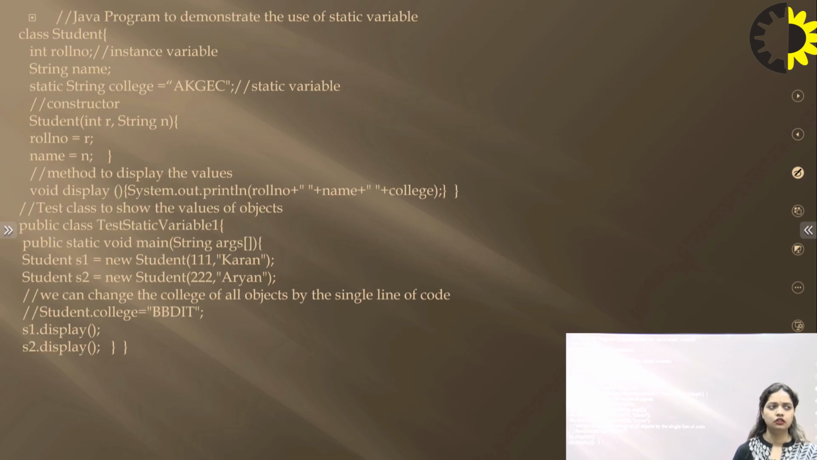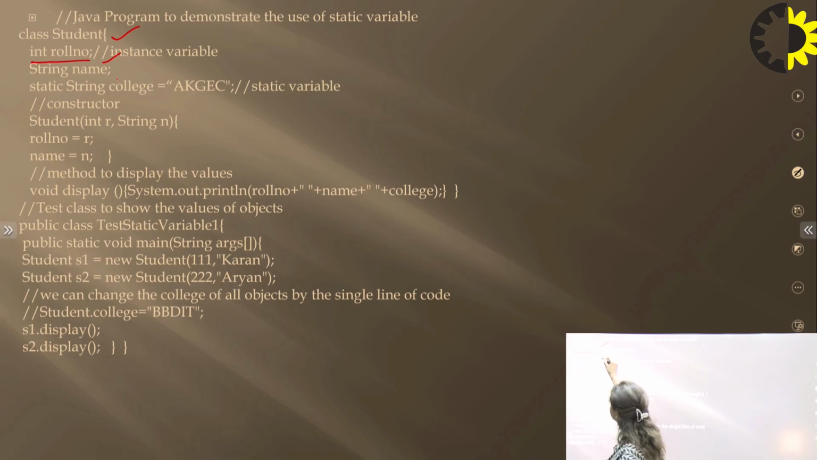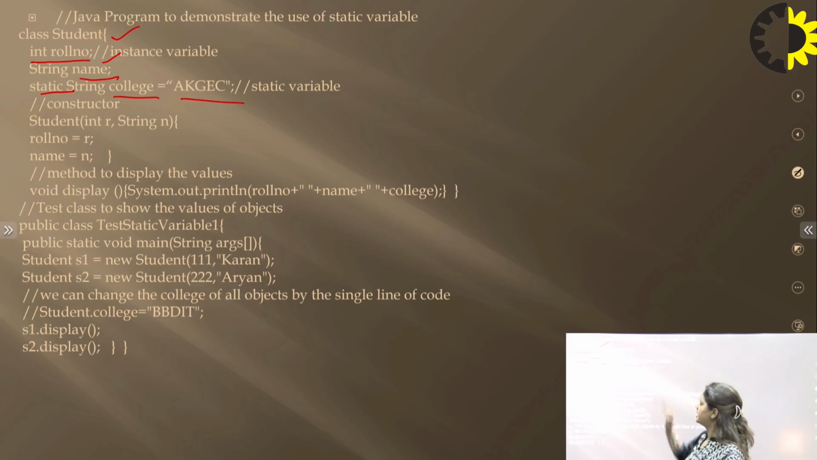Let's have a look at how this kind of coding can be done with the help of a static variable. In this code, we are taking an example of a class Student where we are creating three variables: roll number, name and college name. Here class Student has the variable roll number, declared as an integer, string name variable, and then a college variable declared as a string along with the static keyword, where we are putting the value to be Akgec.